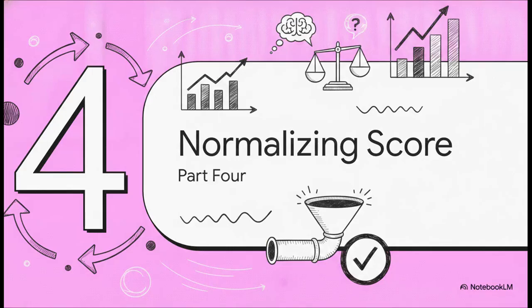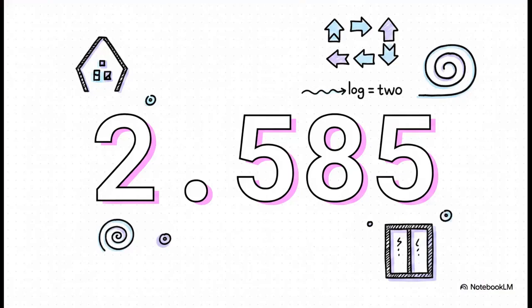Part 4. Normalizing the score. Now, a raw mathematical score floating out in the void isn't always super easy to interpret, right? So we need to normalize it. This is the final step in the pipeline. To do that, we have to find our mathematical ceiling. We calculate the log base 2 of our maximum possible number of patterns, which, if you remember, was 6. The log base 2 of 6 gives us approximately 2.585. Think of this number as the absolute maximum entropy we could theoretically ever see when using a window size of 3.